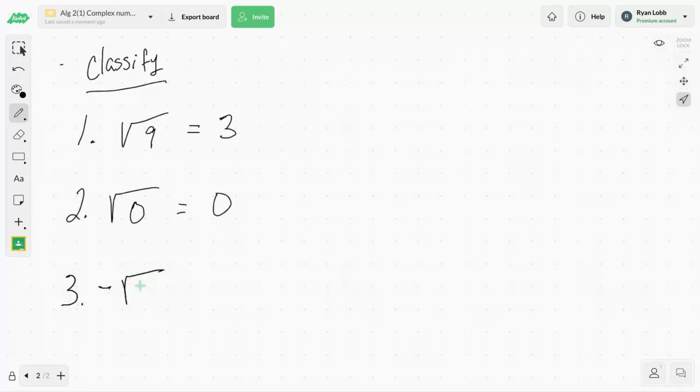Negative square root of 4. Well, that's the same as negative 2. And if you look at the previous page, negative 2 would not exist in the whole numbers. So negative 2 is what? It's an integer. It's a rational number. It's a real number. It's a complex number.